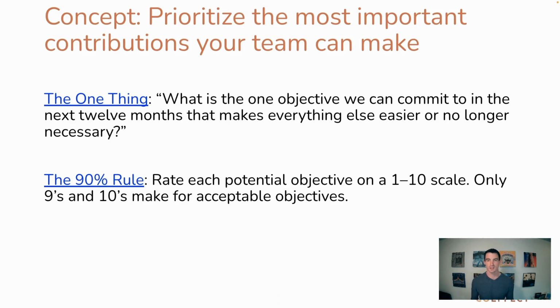The other tool that I like to use is the 90% rule. So if you brainstorm a whole bunch of objectives, rate them on a 1 through 10 scale, where a 1 is this thing really isn't too terribly important, to a 10 is this thing is potentially the most critical, the most important thing that we could do not only this year, but over the course of several years. And so rate things on this pretty wide scale, and really only things that are 9s or 10s should qualify as potential objectives that you're investing time in.